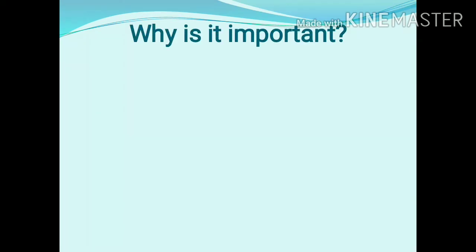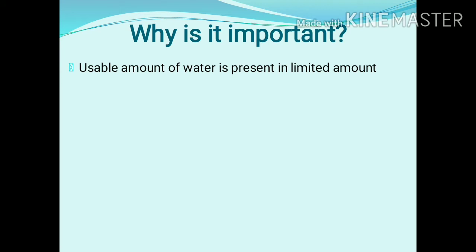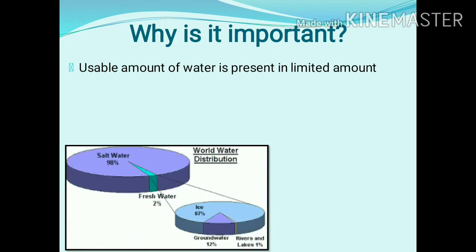Now, let's see why rainwater harvesting is important. It is important because the usable amount of water is present in very limited amount on earth. This pie chart shows that out of the total water present on the earth, only 2% is fresh water, and out of those 2%, only 13% can be used, which is present in the form of groundwater, rivers and lakes.